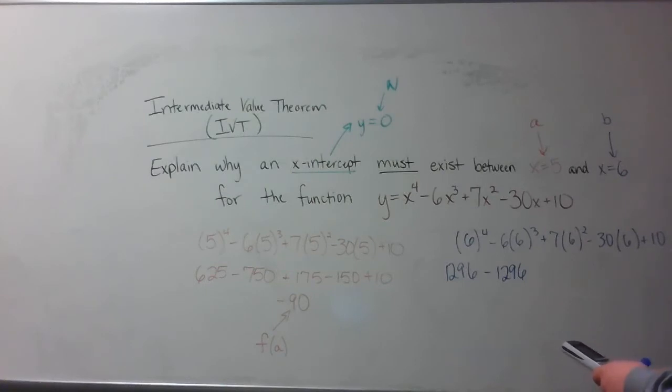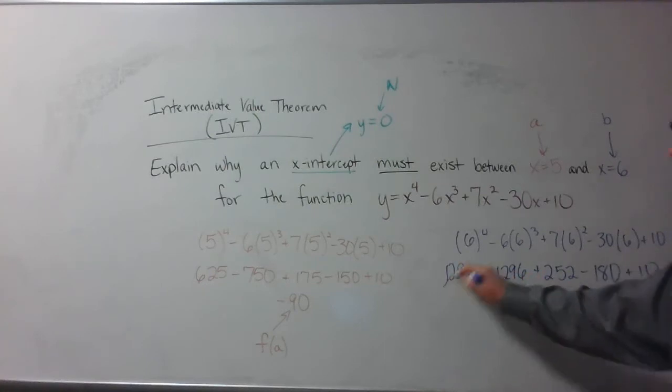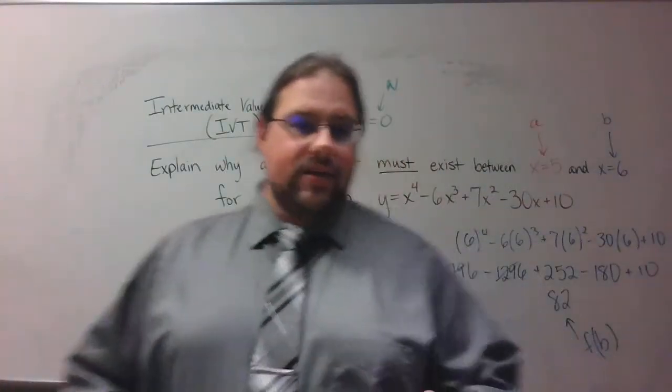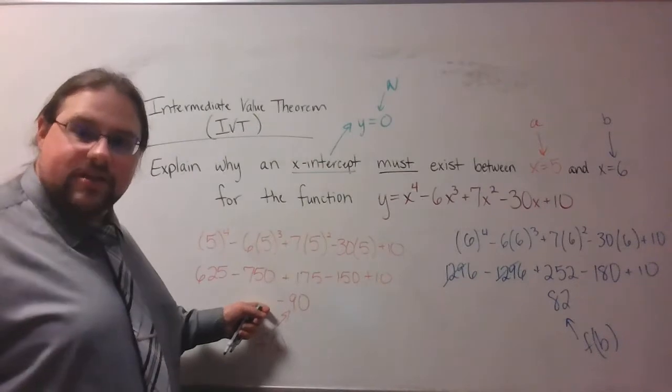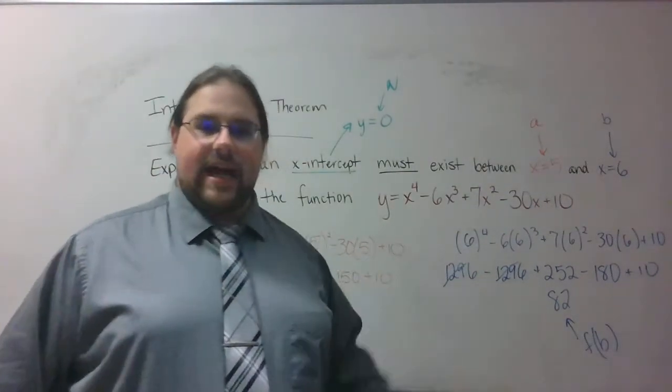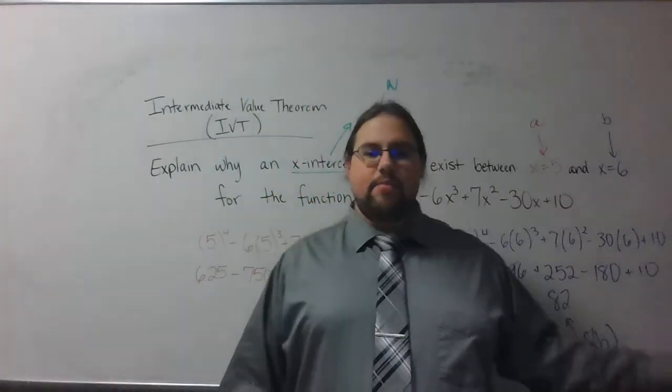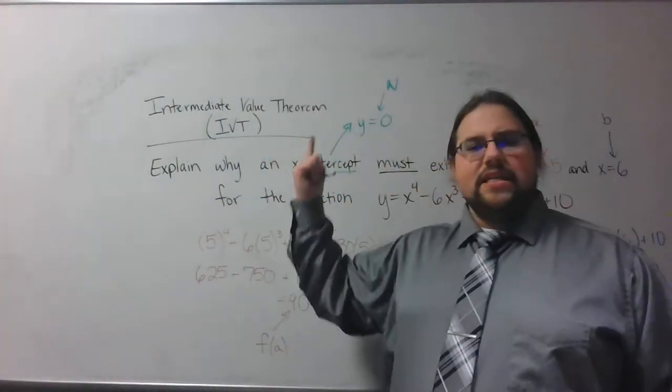7 times 6 squared makes 252. 30 times 6 makes 180, which I knew off the top of my head. I don't know why I typed it in the calculator. Again, I know these cancel, so I'm at 252 minus 180 plus 10 makes 82. Now, I'm going to point out to you, because this is really important. Did you notice that we got a negative answer, negative 90, and a positive answer, 82? That means that somewhere between my negative answer and my positive answer has to be 0.